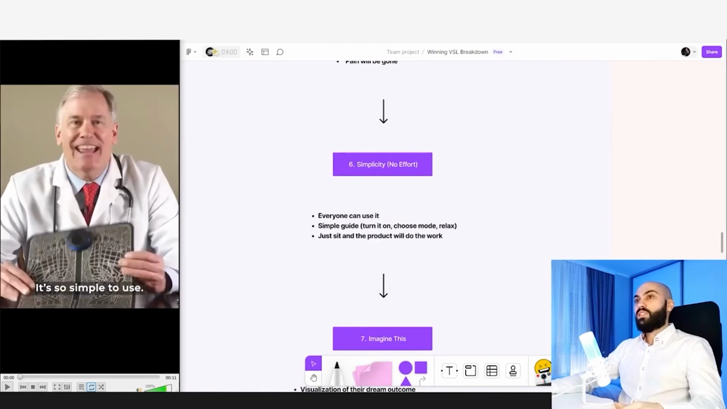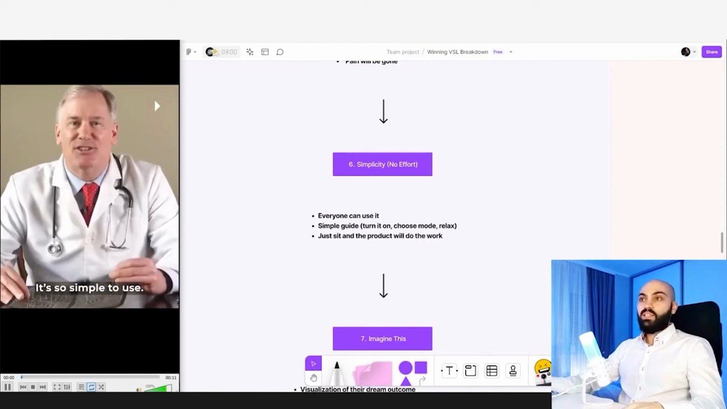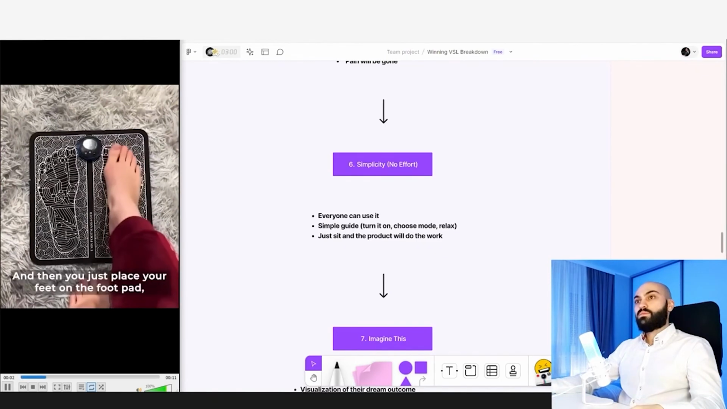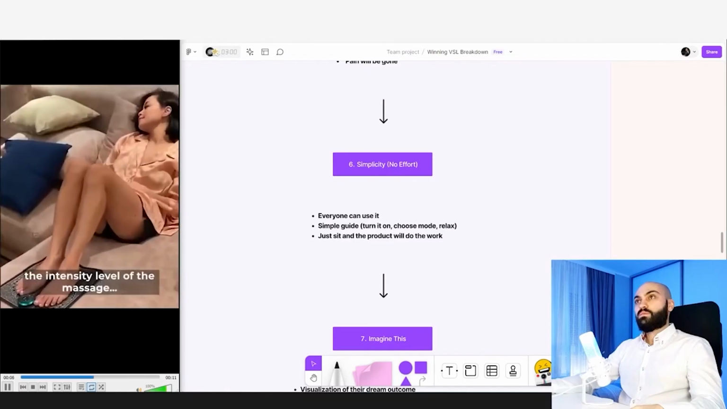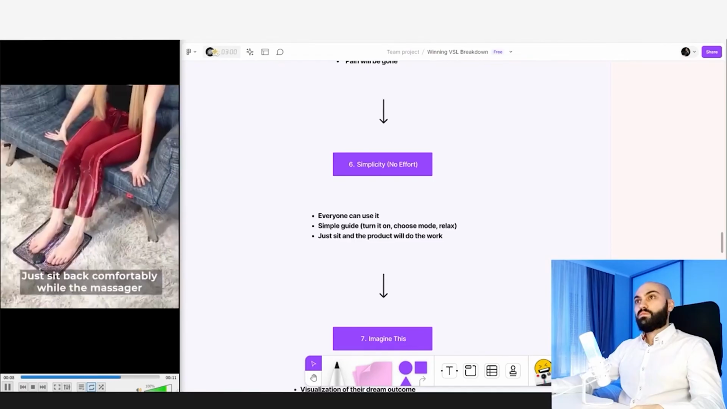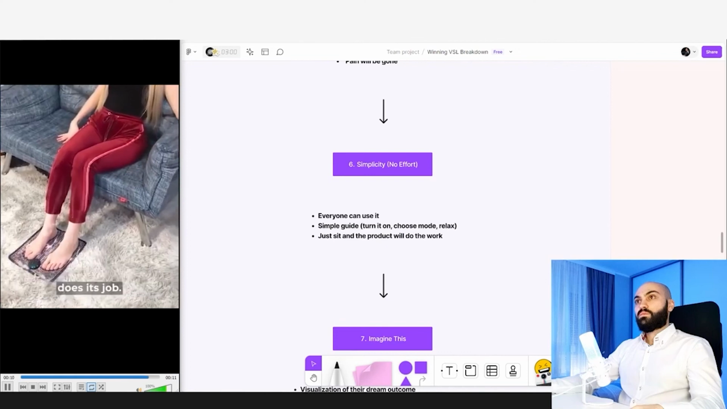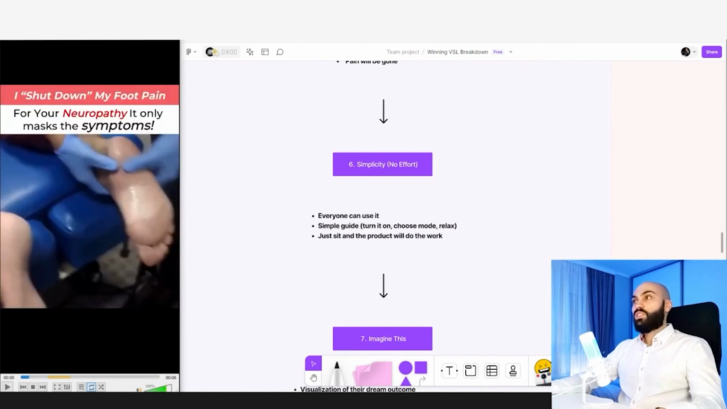Then we have simplicity. No effort on their side. It's so simple to use. You just place your feet on the foot pad, select the mode and intensity level of the massage, and that's it. Just sit back comfortably while the massager does its job. So everyone can use it. There's a simple guide on how to use it. You just turn it on, choose a mode and relax. You just sit and the product will do the work for you.